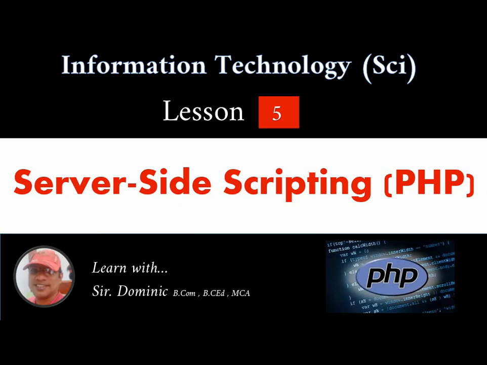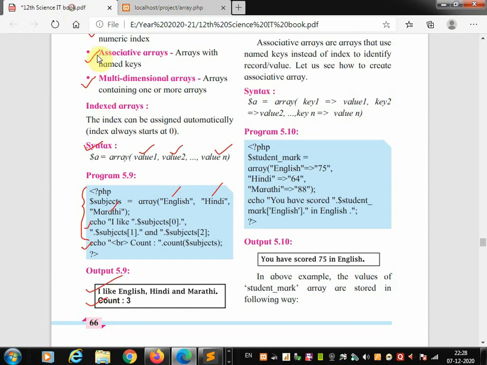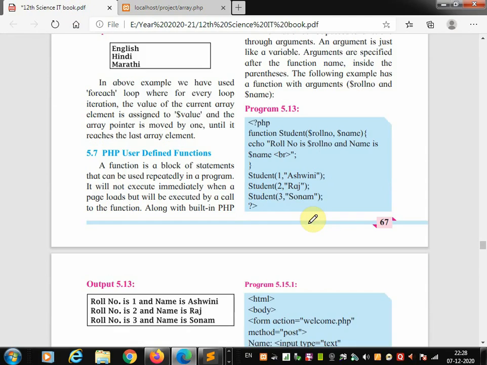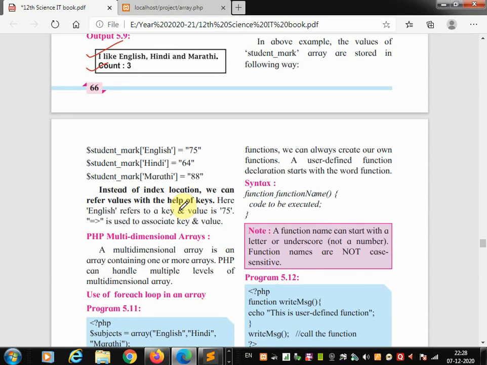So let's see PHP user defined functions. A function is a block of statements that can be used repeatedly in a program, and it will not execute immediately when a page loads, but will be executed by a call to the function. Whichever function you use, that function has to be called, then that function will work along with the built-in PHP functions. So we can always create our own functions.